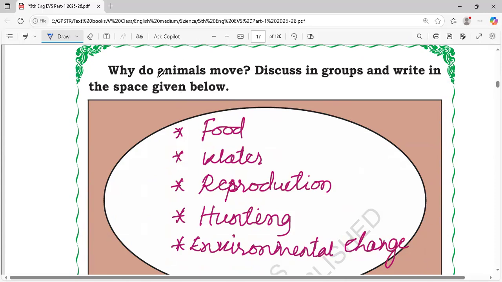See, do animals move? Yes. Discuss in group and write in the space given below. Why do animals move? Because of food, because of water, because of reproduction, because of hunting, environmental changes. These are all some causes why animals move from one place to another place. If you know others, write them.